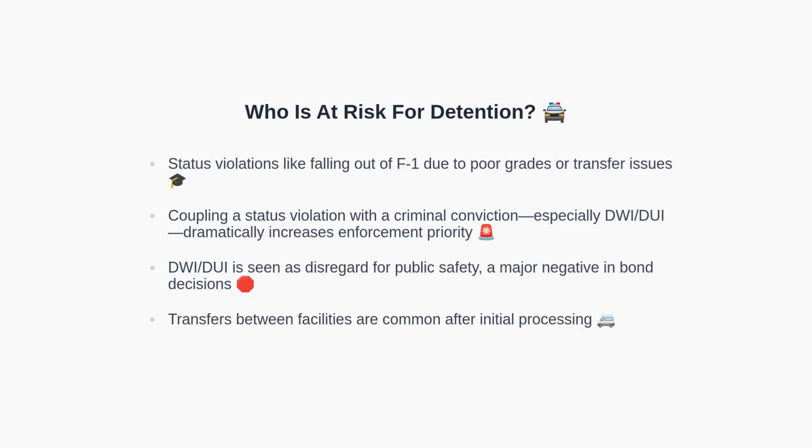Individuals who violate the terms of their authorized stay, such as F1 students who lose status due to academic performance or transfer complications, become high-priority targets for immigration enforcement. When that status violation is combined with a criminal conviction, such as DWI or DUI, the likelihood of detention and the difficulty of the case both rise substantially. Authorities often view DWI and DUI offenses as clear indicators of danger to the community because they directly implicate public safety. After detention, the individual is processed and often transferred among facilities, which can complicate communication and case preparation.